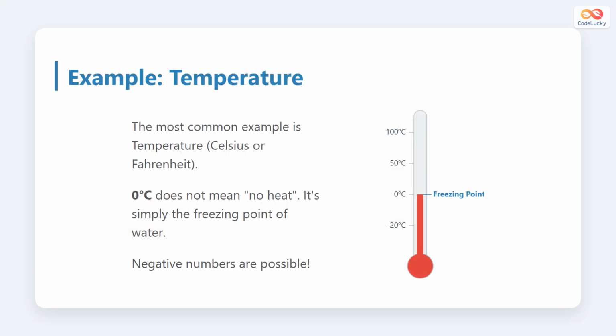The most famous example of this is temperature, measured in Celsius or Fahrenheit. Think about 0 degrees Celsius. Does it mean there is no temperature or no heat? No, it is just the point where water freezes. You can go colder into negative numbers. Because 0 doesn't mean empty, it's interval data.